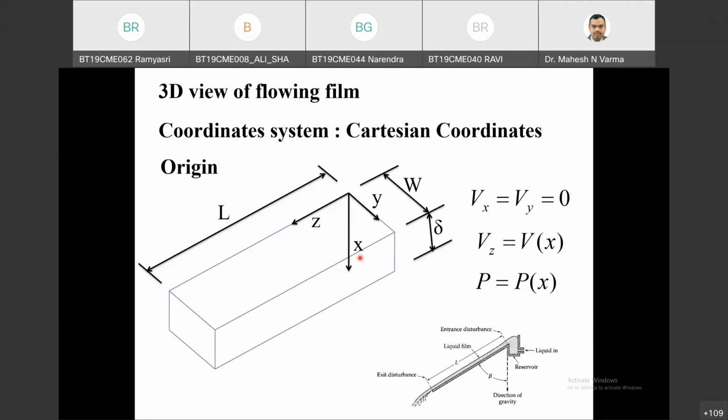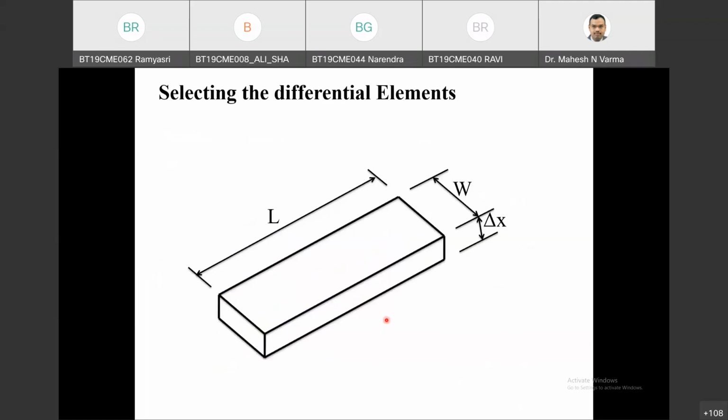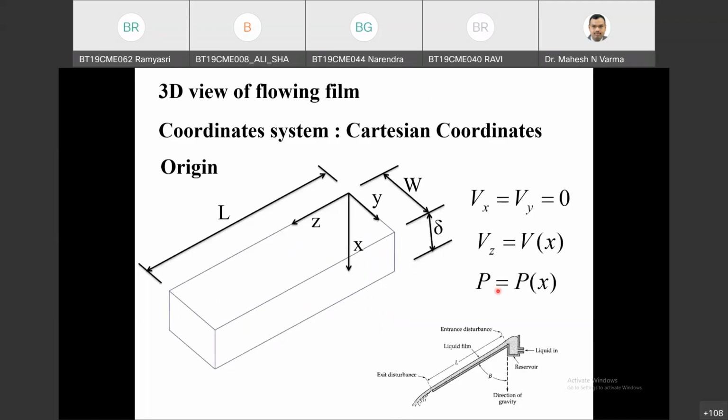Now we need to take a shell balance equation. Now we will be selecting a differential shell. How to select the differential shell? I will be selecting the differential length only in a direction of variation. As there is no variation in y direction and no variation in z direction, there is a variation in x direction only. So I will be selecting the differential thickness only in x direction.